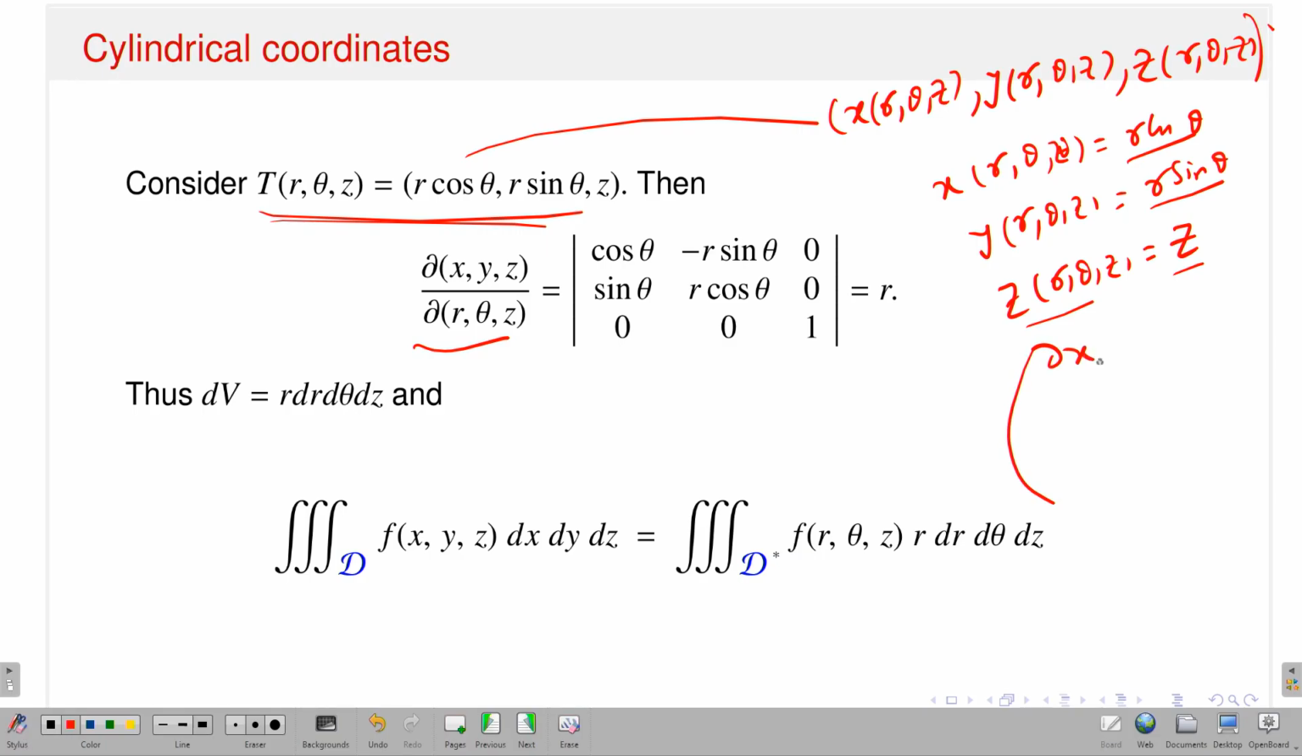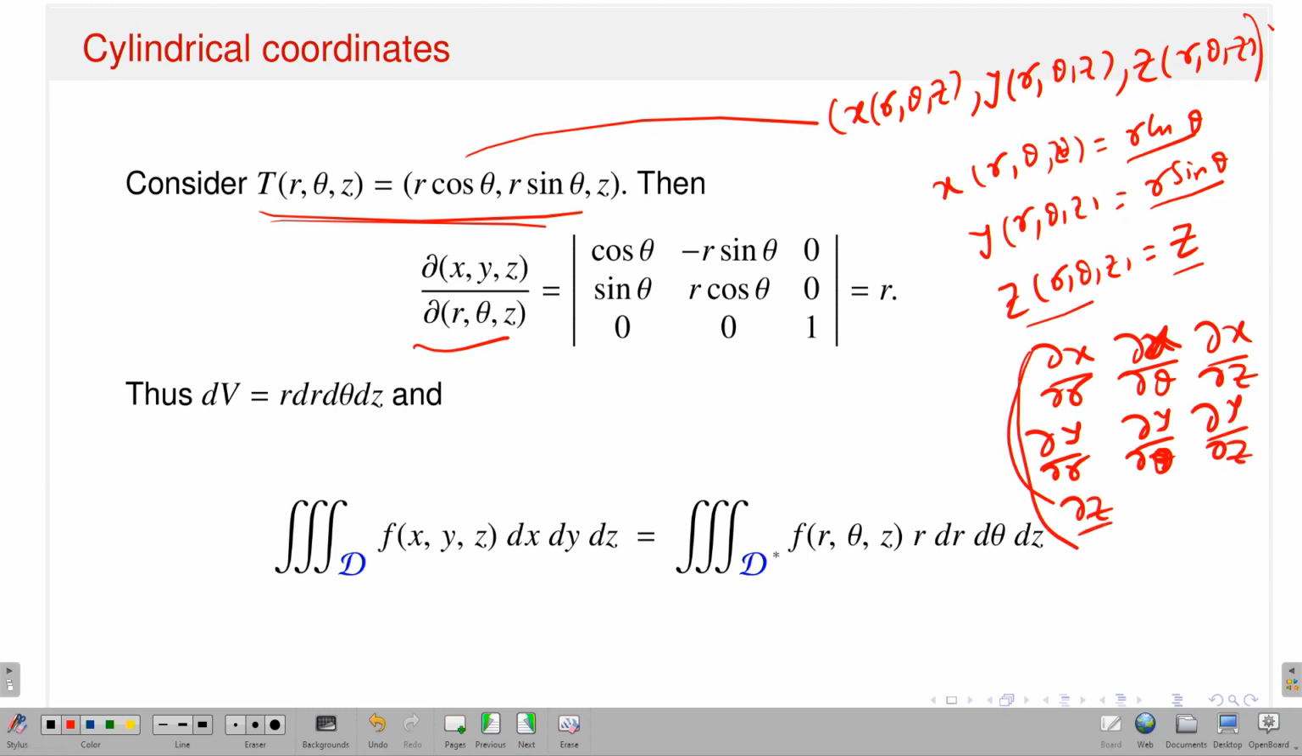It is del x del r, del x del theta and del x del z, that is the first row. Then del y del r, del y del theta, and del y del z, and finally del z del r, del z del theta, del z del z. So this is the corresponding Jacobian matrix. In the first row you take the function x and perform the partial derivative with respect to the variables r, theta and z.